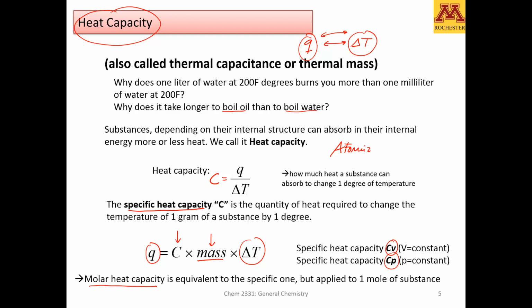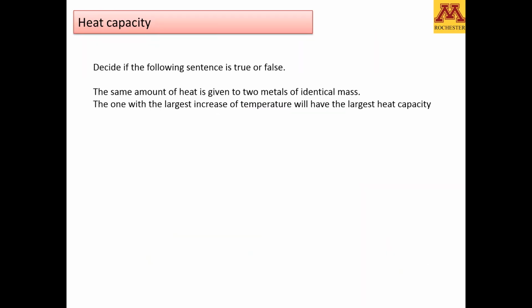Let's do a little bit of problem solving, or at least try to understand this expression. I'm just writing a sentence, and you are supposed to say if it's true or false. I'm going to write in here this famous formula. The relationship between heat and change of temperature depends on the specific heat capacity and its mass in grams.